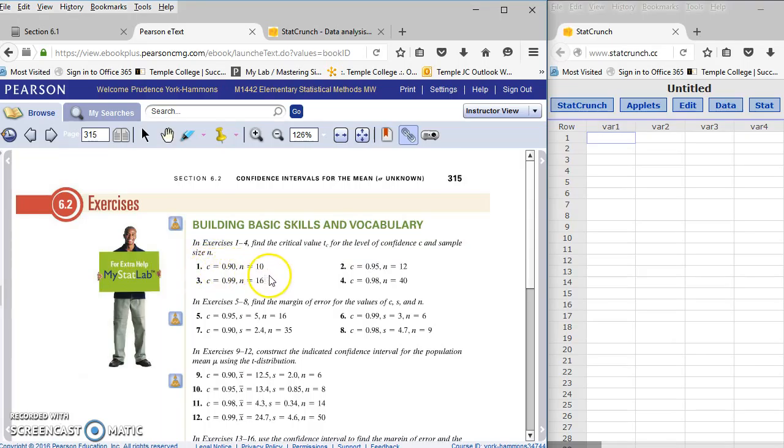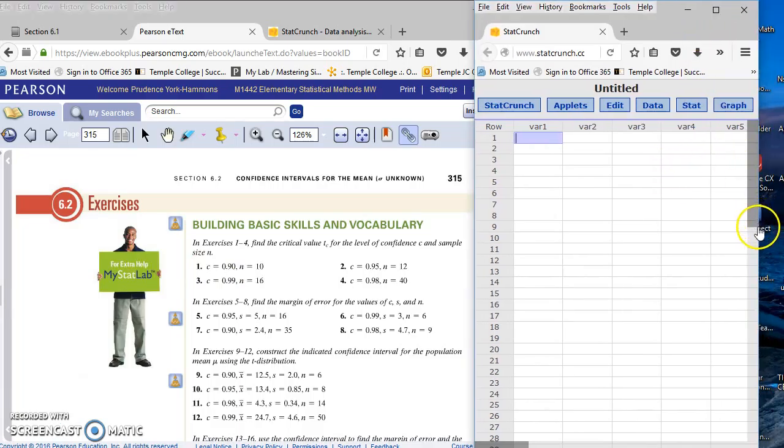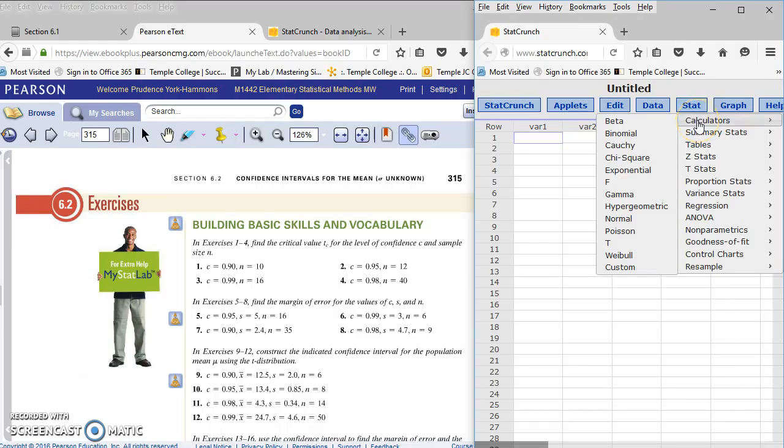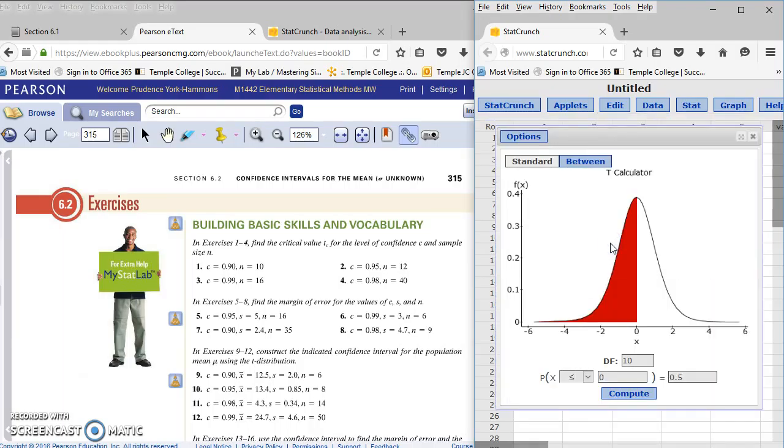So we're going to go over to our StatCrunch software. We're going to go to Stat, and we're going to do a calculator, but this time it's not going to be a normal calculator because we don't know the standard deviation for the population. We have to use a T calculator. On the T calculator, you'll notice that it asks you for the DF, or degrees of freedom. Just like with the Z calculator, the standard normal calculator, we're going to look for area between.